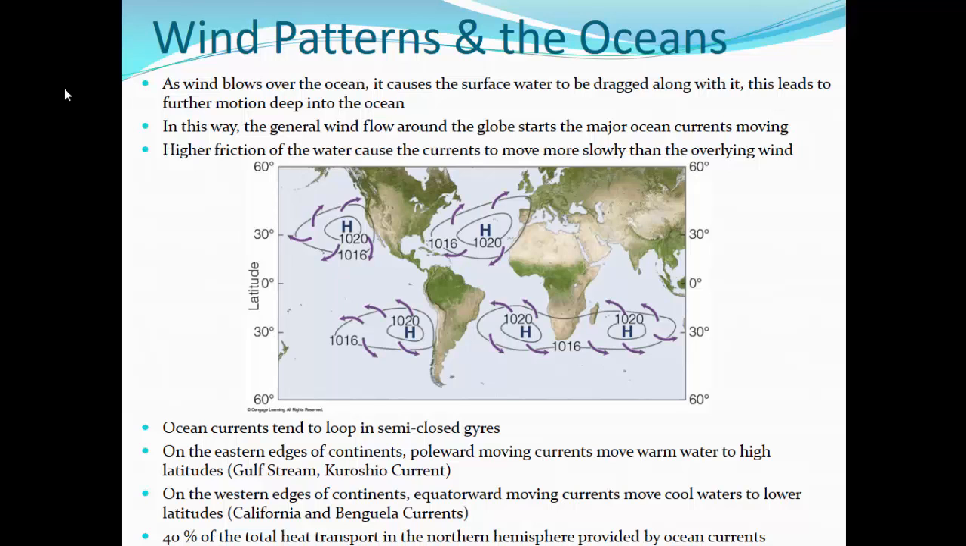So on the eastern edge of continents, like here on the east coast of the United States, poleward moving currents move warm water to higher latitudes, like the Gulf Stream, and in the Pacific the Kuroshio Current. On the western sides of continents, equatorward moving currents move cold or cool water to the lower latitudes. That's like the California Current, or on the west side of Africa, the Benguela Current. That's where cold water is moved toward the equator. 40% of the total heat transport in the northern hemisphere occurs because of ocean currents. It's higher in the southern hemisphere because there's just more water down there.